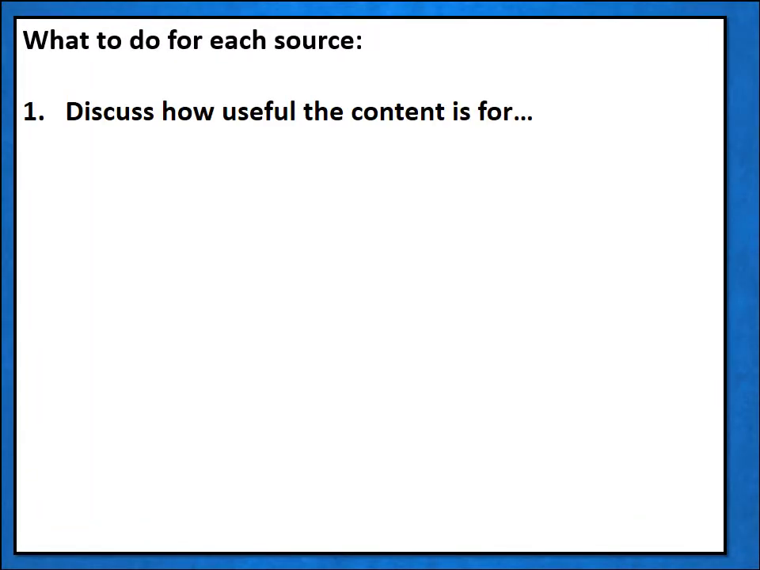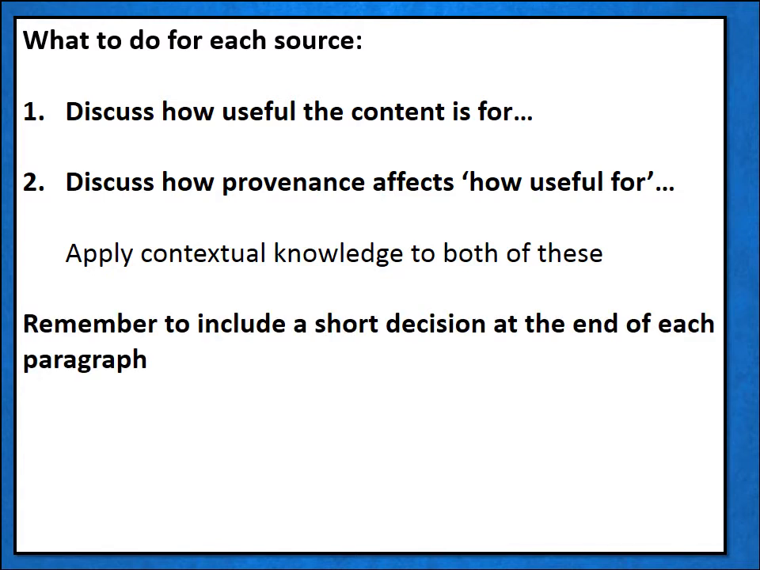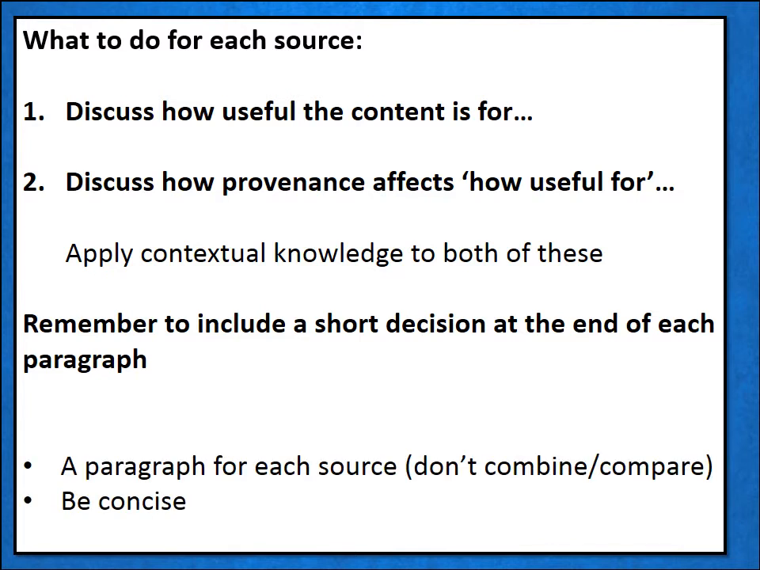Okay, so here's what we need to do for each source. Firstly, we're going to discuss how useful the content is for the inquiry that we have. Secondly, we'll be discussing how the provenance of the source affects how useful it is for the inquiry at hand. For both of those steps, we're going to apply our contextual knowledge to develop those points. And then at the end of the paragraph, ideally we will also be including a short decision.